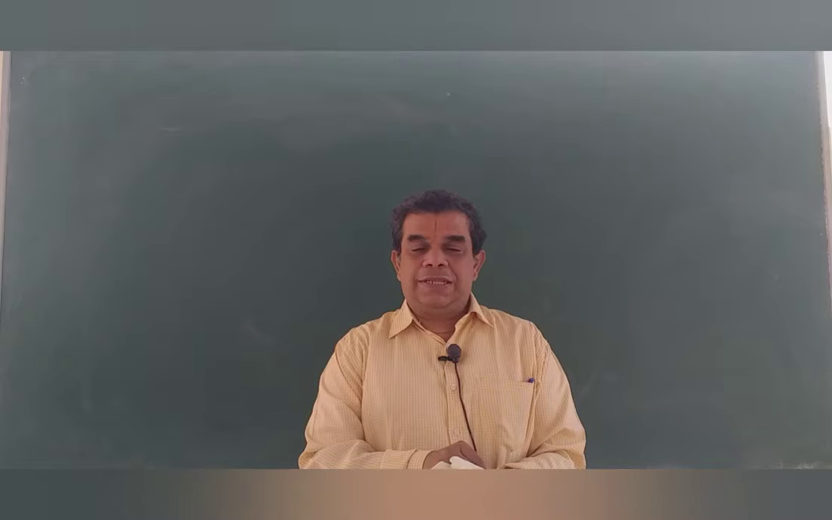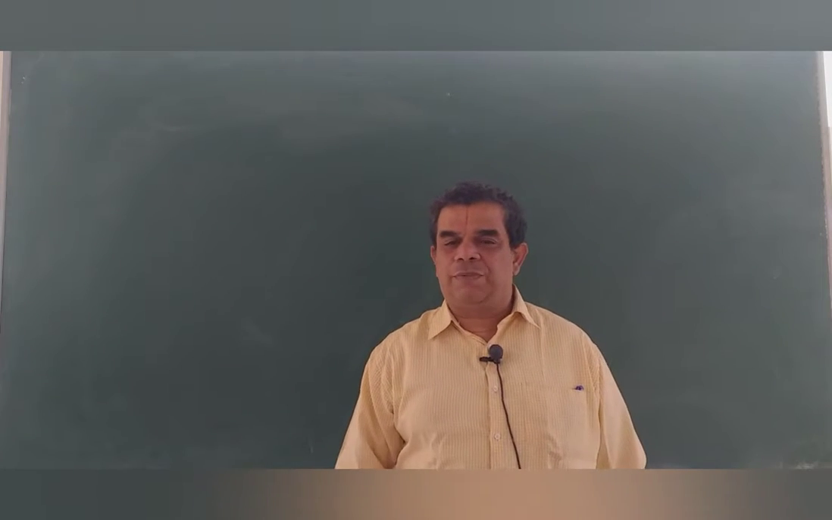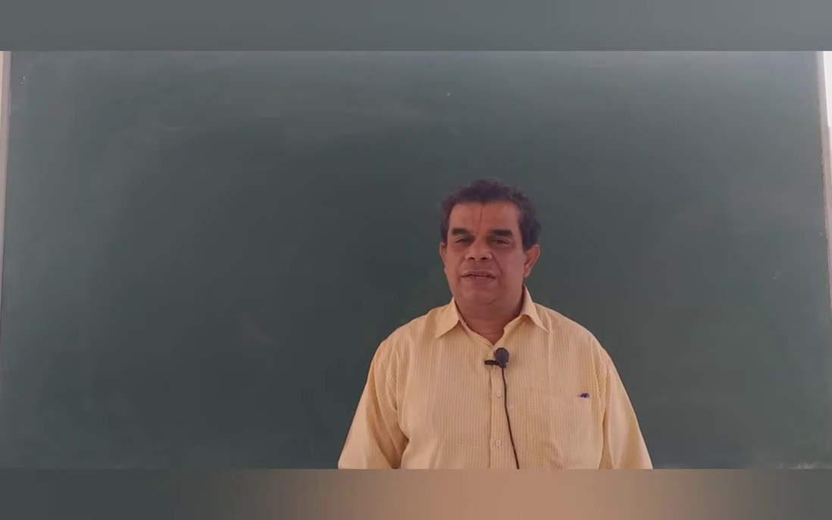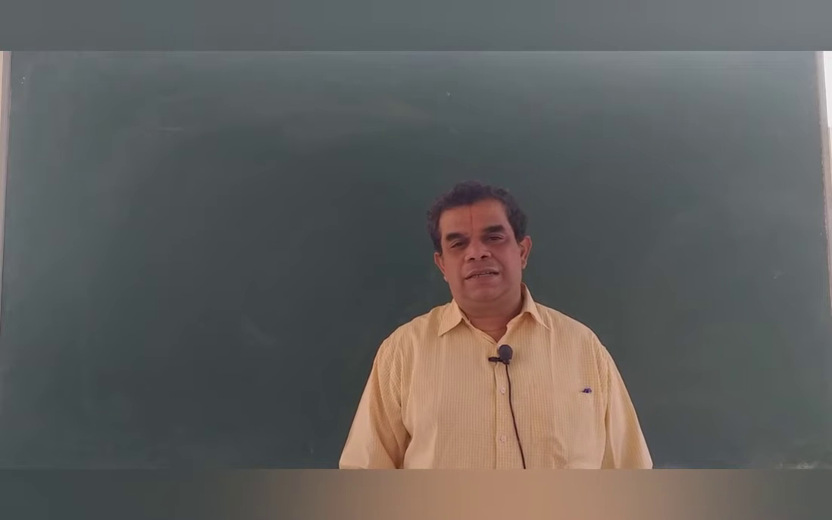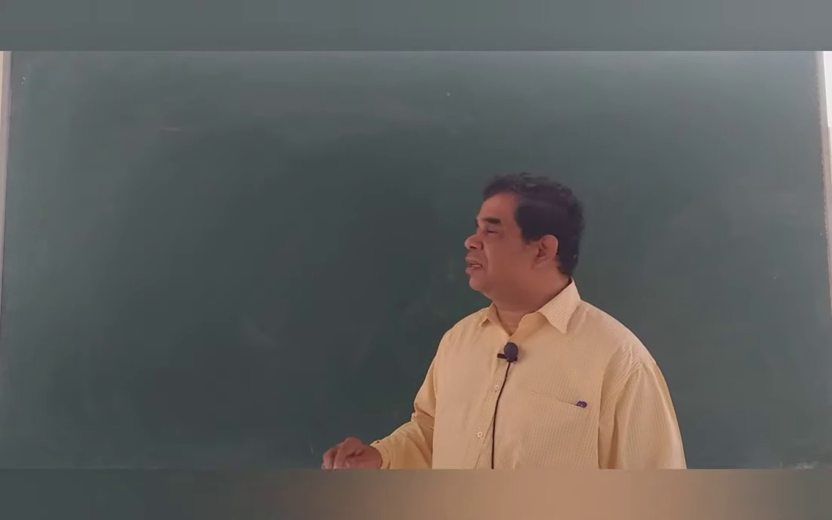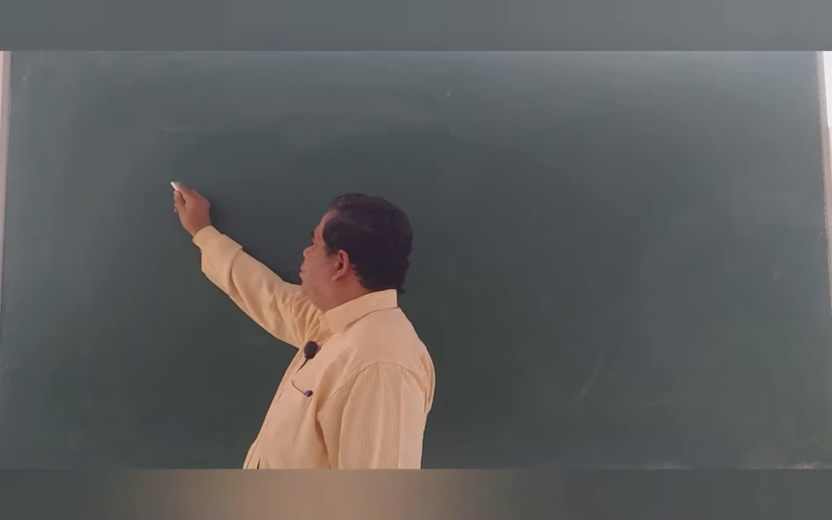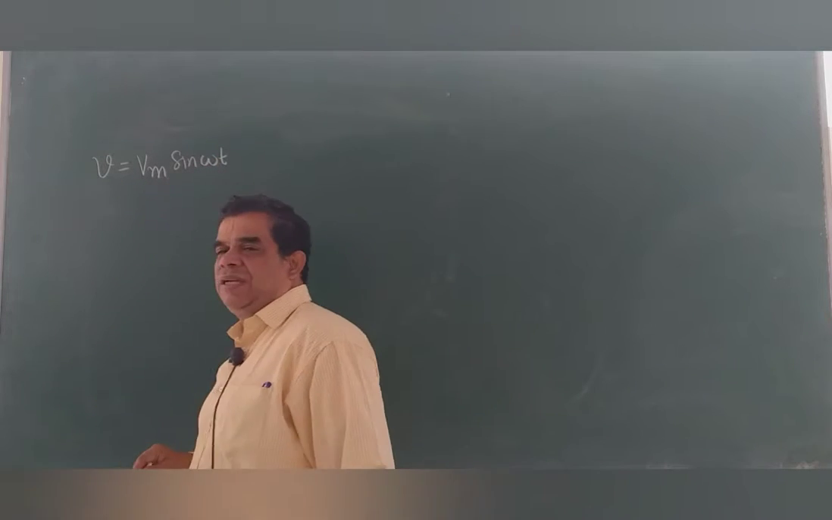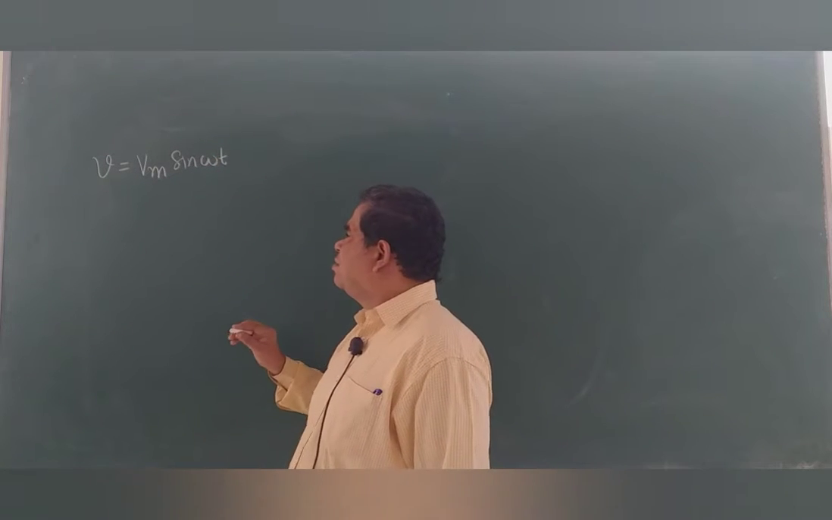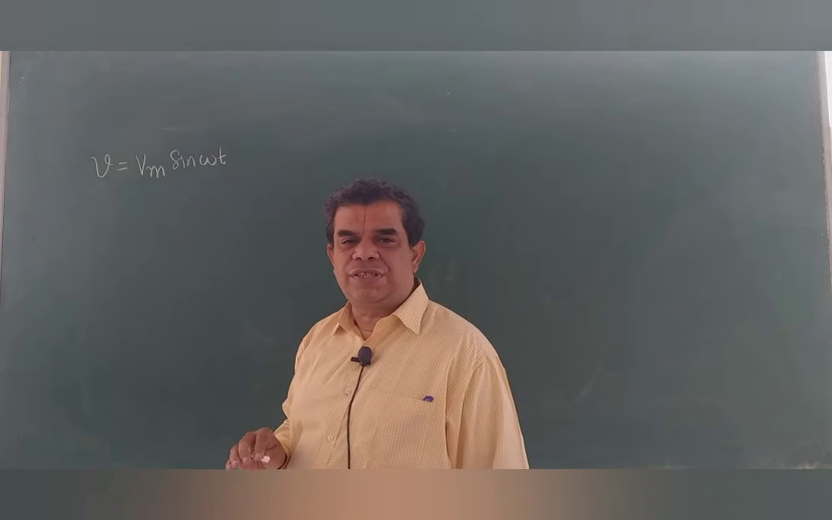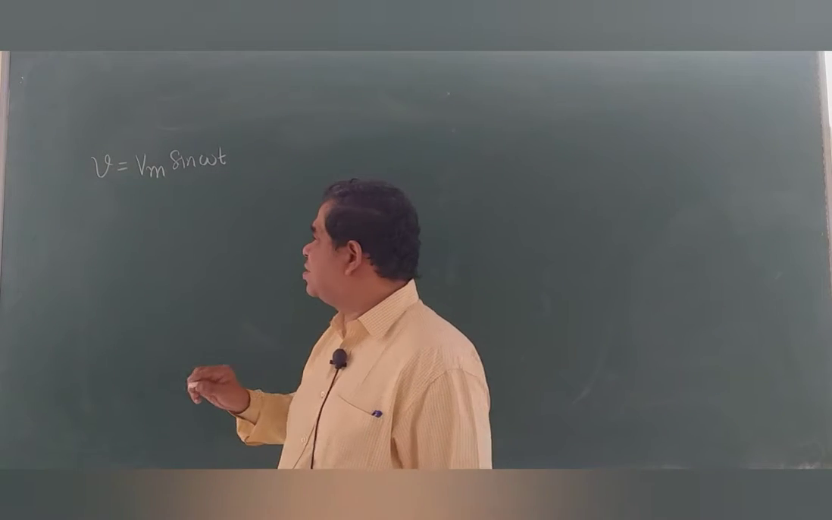Dear students, in this session we start with a new chapter, that is chapter number 7, alternating current. In the last session we learnt AC generator. There we proved the generated voltage V as Vm sin omega t, or we may write V naught instead of Vm. So here we learn some definitions now and then proceed on to other things.